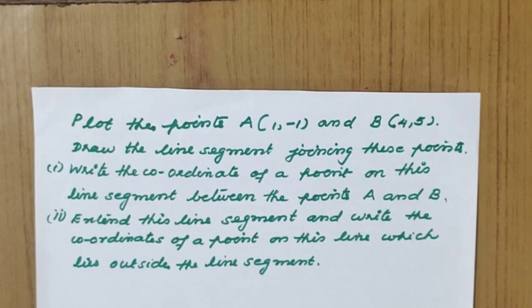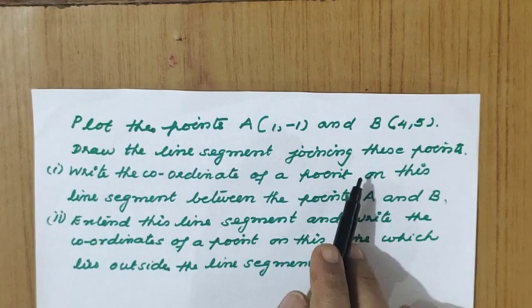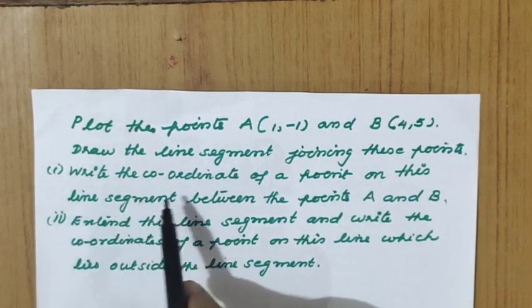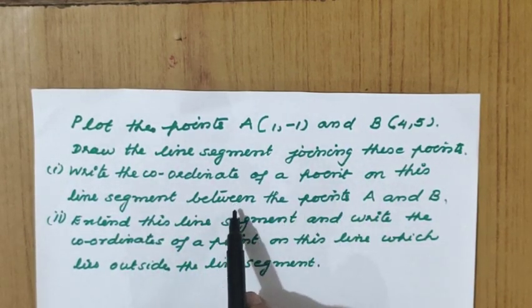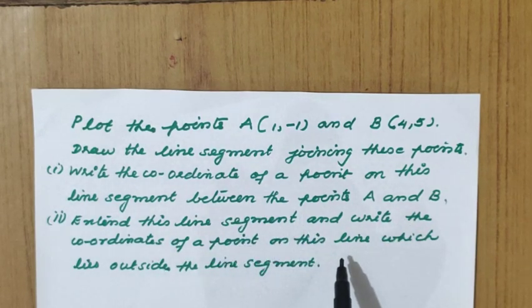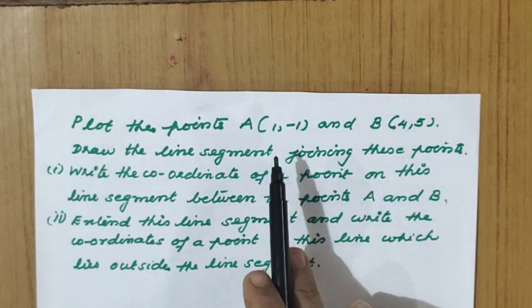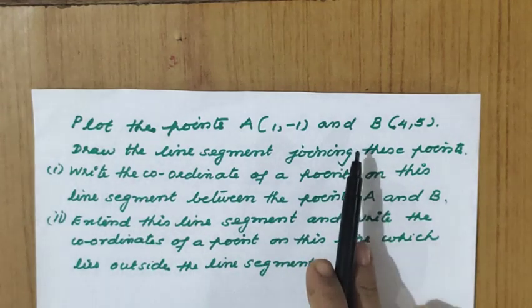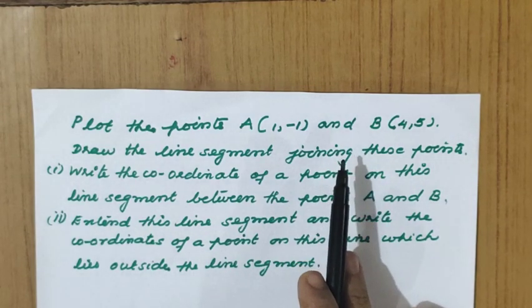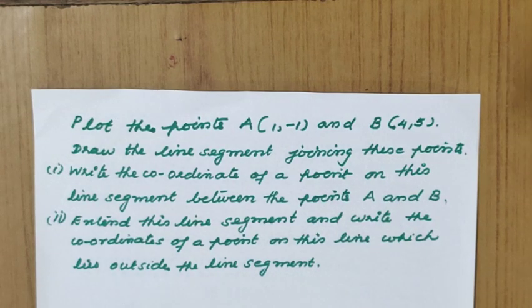Plot the points A 1 comma minus 1 and B 4 comma 5. Draw the line segment joining these points. Then write the coordinate of a point on this line segment between A and B, and also extend this line segment and write the coordinate of a point on this line which lies outside the line segment. So first we have to draw the line segment for A and B and complete that. One point you should identify within the line and one external point that is outside the line.